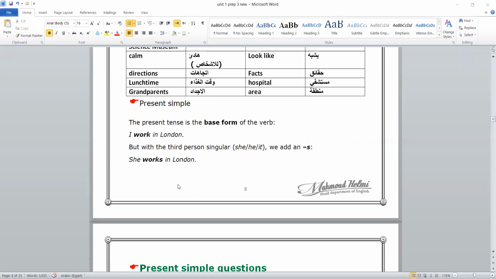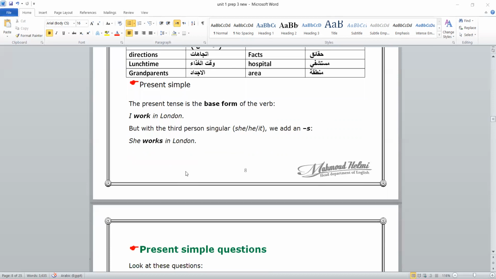The present tense is the base form of the verb. First of all, we have to know about the form of the verb in the present simple. When I say the base form, I mean the verb without any additions. Like when I say play, like, drink, eat, run, sleep. This is the base verb.